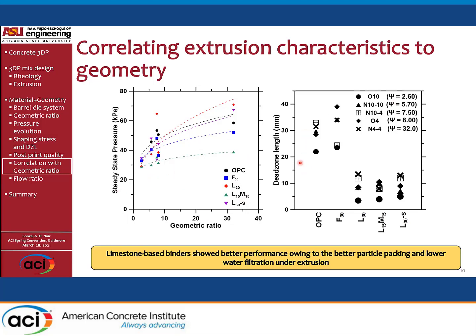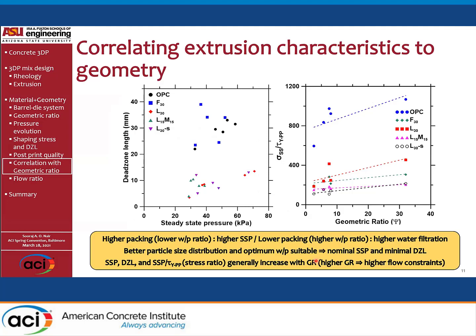Now, the mixes generally have either a higher dead zone length or a lower dead zone length. The printable mixes generally show a maximum dead zone length of 15, whereas it's almost double in the case of non-printable mixes. This is especially attributed to the water filtration effects that are happening. If we take the dead zone length and the steady state pressure together, there also is a correlation. Generally, if you have a higher steady state pressure, the chances for a dead zone length to build up are much higher.